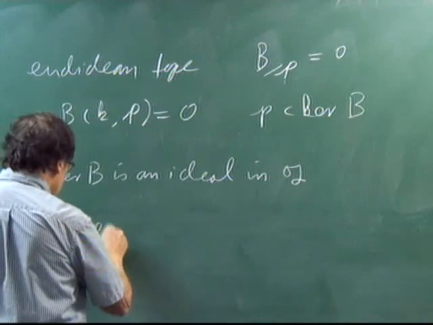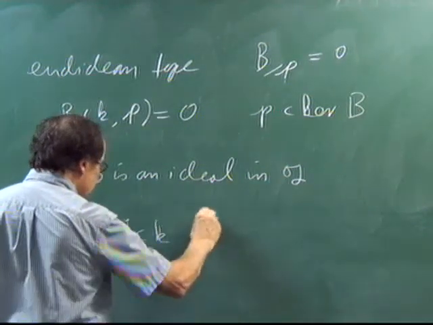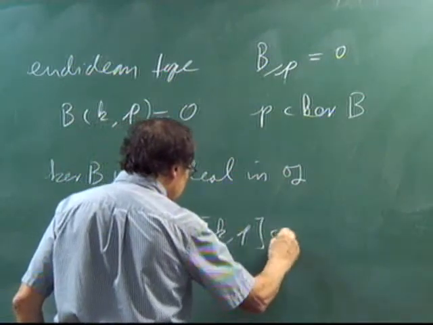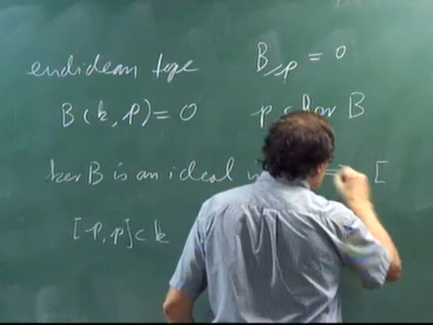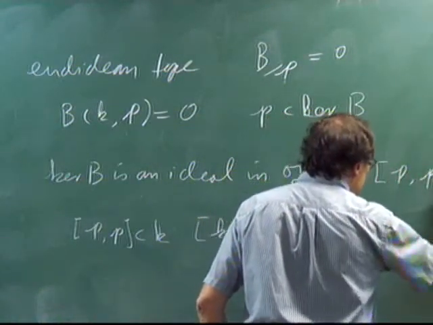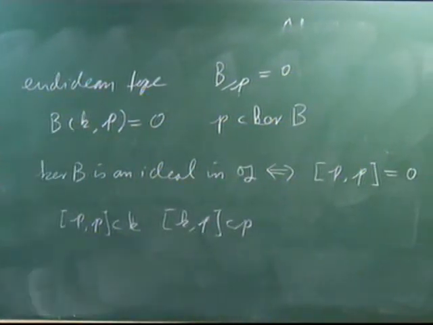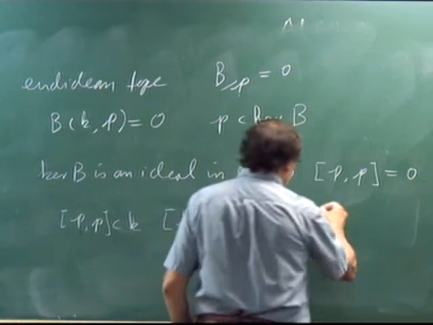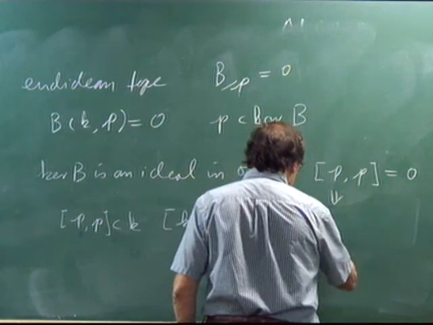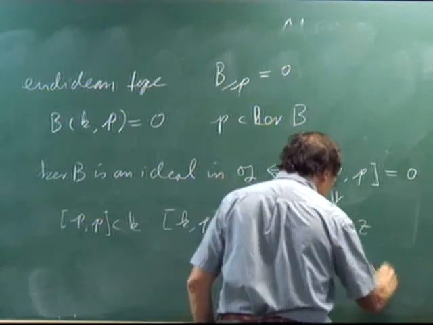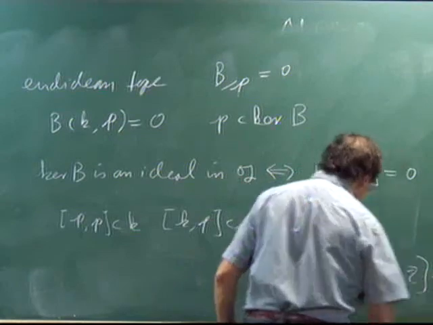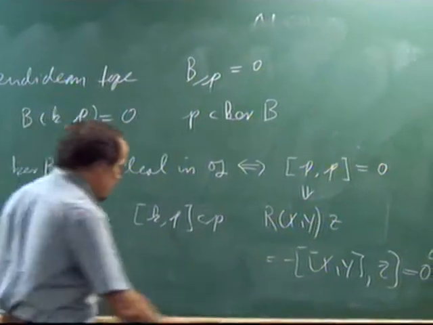We said that [P, P] is contained in K, and [K, P] is contained in P. So for P to be an ideal, this is only possible if the brackets between P and P are 0. That's only possible if all the brackets in P vanish for P to be an ideal. And then we know that this implies that the curvature between x, y, and z is equal to 0 at the point p naught, and therefore everywhere, so the manifold is flat.